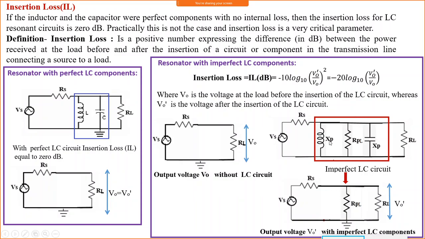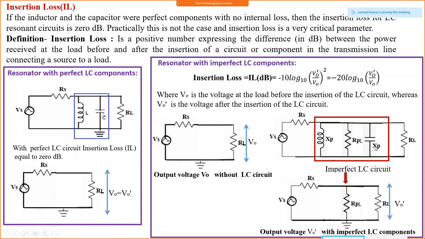If we insert a resonator network, then the equivalent circuit will be like this. You should consider RPL, then calculate the output voltage. So output voltage V naught dash is the voltage across these two terminals, but one more resistance is there here. So the output voltage V naught dash with the imperfect LC components, we should calculate between these two terminals. It is the voltage drop across RPL in parallel with the RL. That is for an imperfect component now.